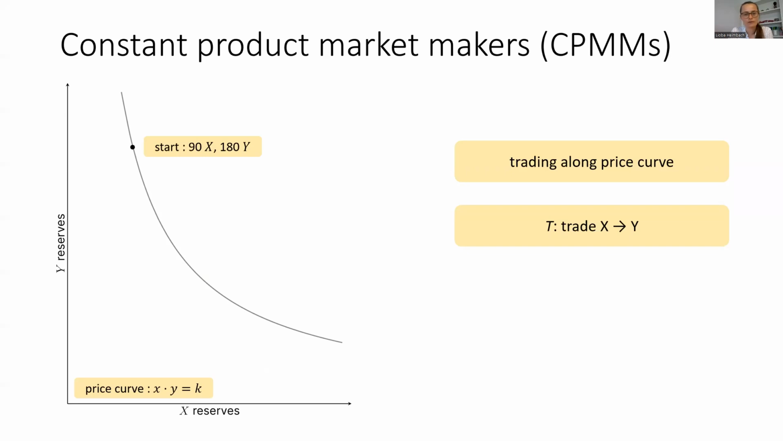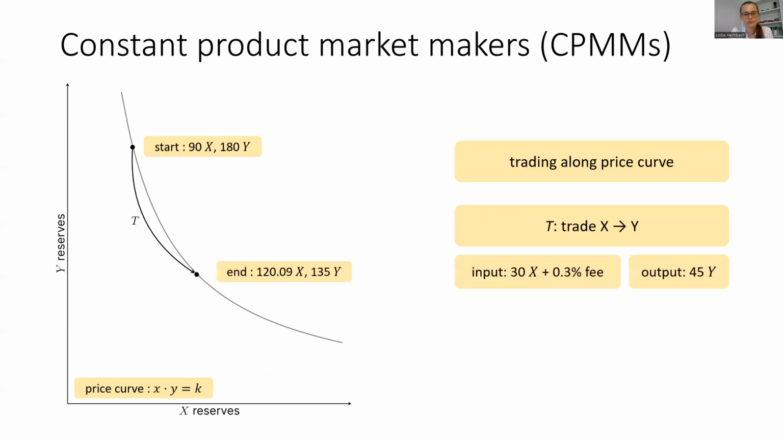Let's consider a trade between tokens X and Y, and the current pool status is indicated. At the start, the pool holds 90X and 180Y. This means that the current price is 1X for 2Y. Now the trader wants to exchange 30X for tokens Y, and the trade executes along the price curve, and the trader would now receive 45 tokens Y for the 30 tokens X.